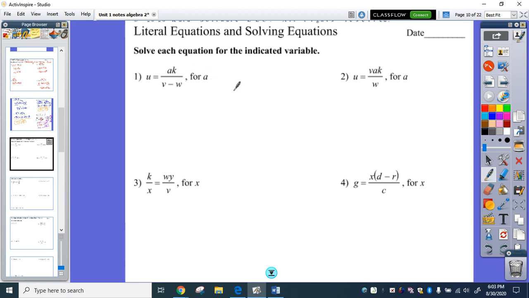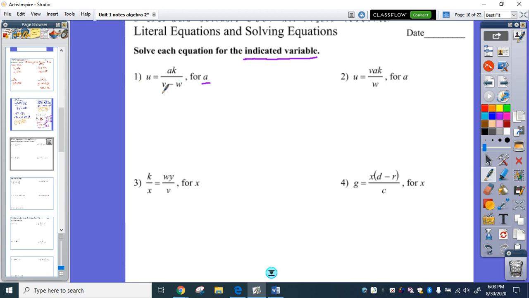So in here, guys, when we're talking about literal equations, these right here, numbers 1, 2, 3, and 4, are literal equations only because they are simply equations with all variables. What they're trying to get you to do is solve for the indicated variable. They're asking you to get everything away from that one letter. How you do that is going to take some practice getting used to.